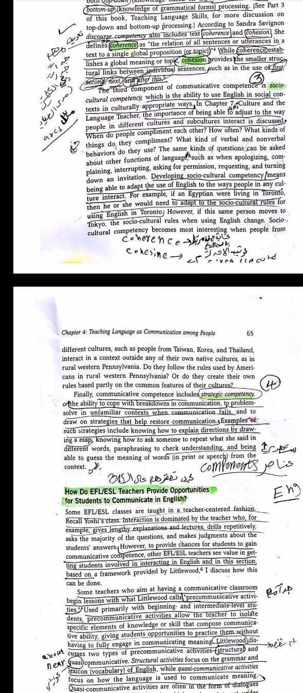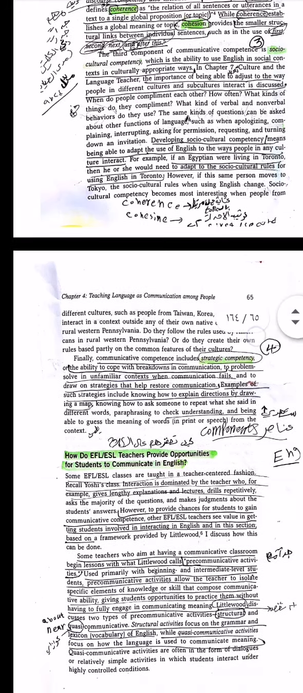Examples of strategies include knowing how to explain directions by drawing a map. So if we want to give instruction to someone and that person cannot understand you, you can draw a map to help him understand the instruction. Knowing how to ask someone to repeat what she said in different words, paraphrase, meaning restating the sentence to make someone understand, and to check understanding.